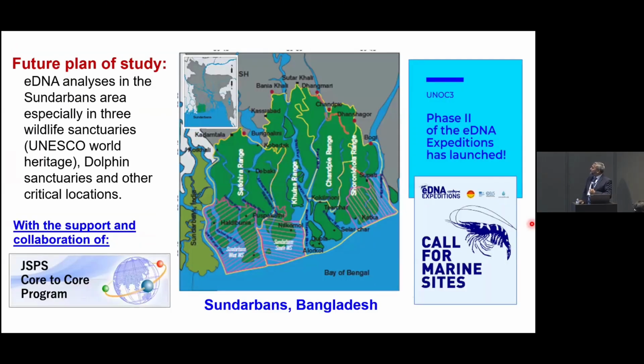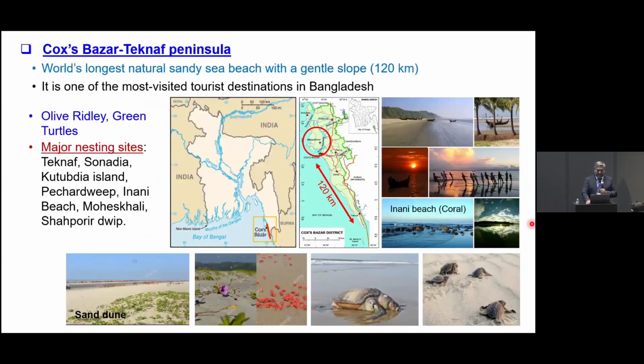Now, the future plan of study. I will continue the work that Kajita Sensei already mentioned in the JSPS Core to Core program in the mangrove region. This year I took a PhD student to work on the long-term work, to maintain long-term monitoring. I also expressed interest to work with the UNESCO phase 2 eDNA expedition. And this is the Cox's Bazar area.